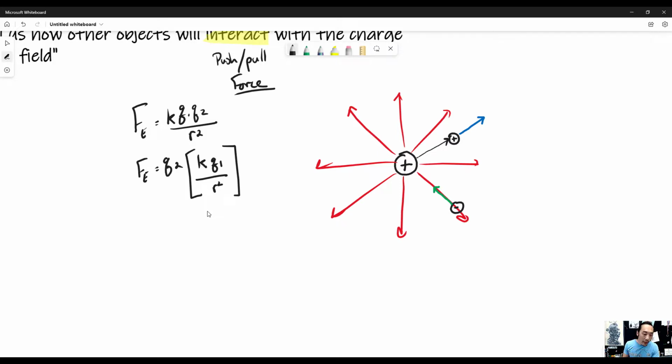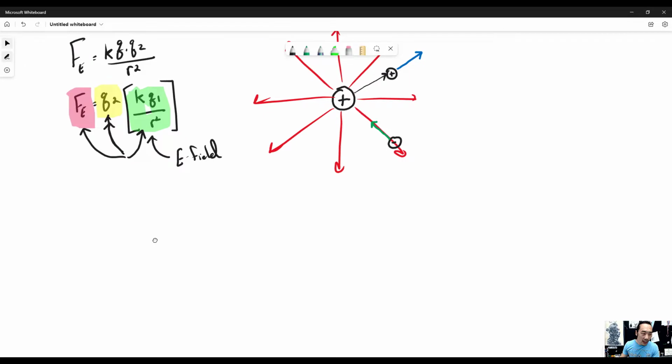So what this tells us is how Q2 will experience a force based off of this mess in here. And this mess that we have in here is the formula for the E field. So what this means is if Q2 is in an E field, Q2 will feel an electric force. It's a nice little formula that we got there.